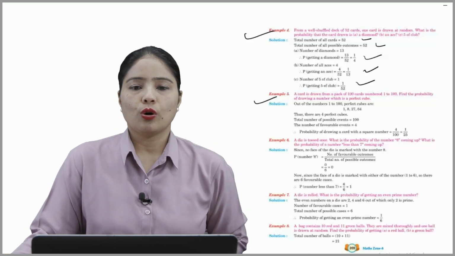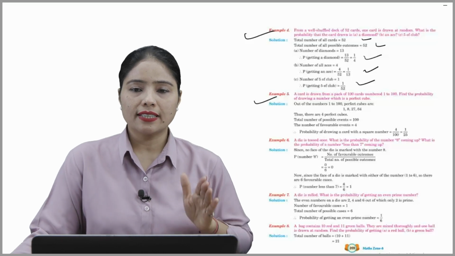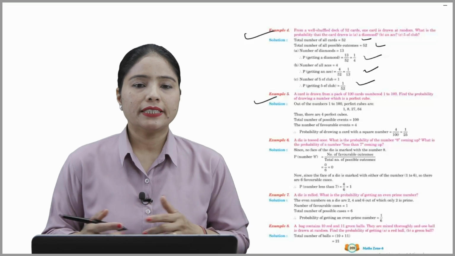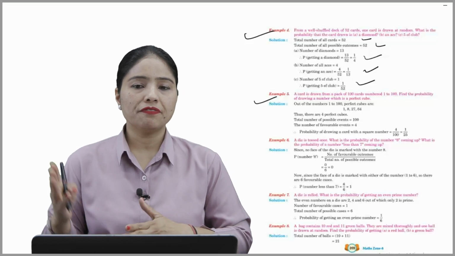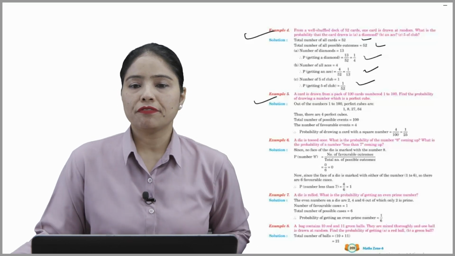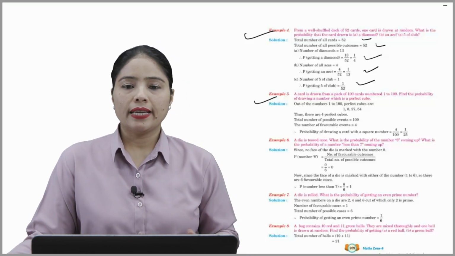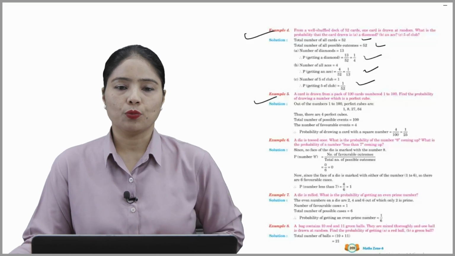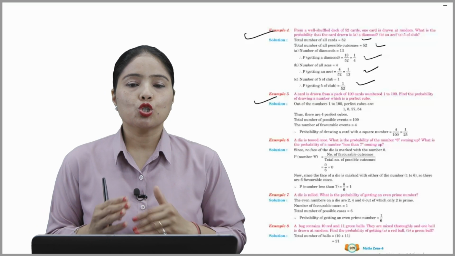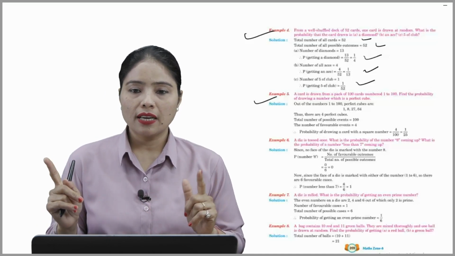A card is drawn from a pack of 100 cards numbered 1 to 100. Find the probability of drawing a number which is a perfect cube. So, out of the numbers 1 to 100, perfect cubes are 1, 8, 27, 64. Thus, there are 4 perfect cubes. So, total number of possible events is how many? 100.